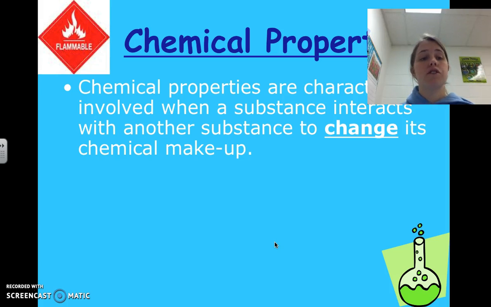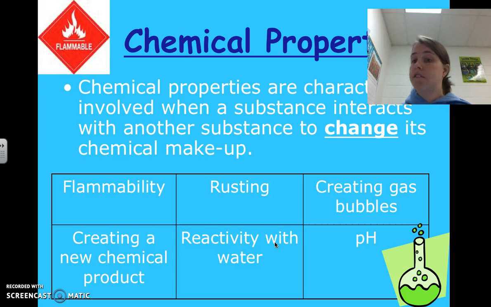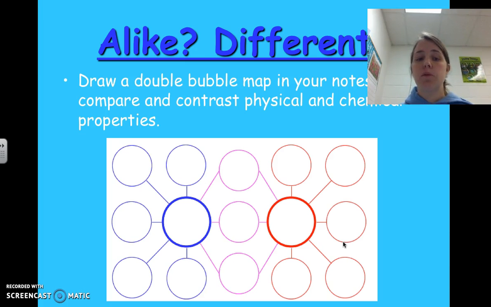Chemical properties are characteristics involved when a substance interacts with another substance to change its chemical makeup. So flammability, does it catch on fire really easily? Does it rust? When something rusts, it changes from one compound to another. That is a chemical property. Creating gas bubbles when it reacts, creating a new chemical product when it reacts, whether it reacts with water, what its pH or acidity is. Those are all chemical properties.